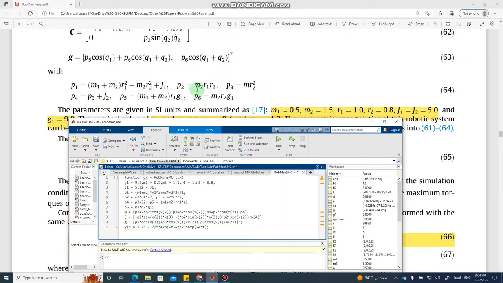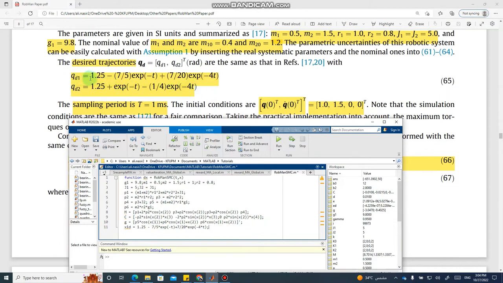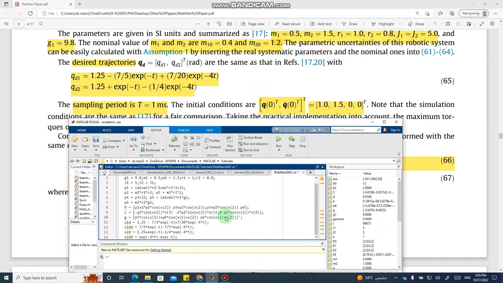Then we define the desirable values of the trajectory. X1 desire, which is given here, x1 desire is q1 desire, which is 1.25 minus 7 by 5 exponent of minus t, and so on. And then we define the derivative of x1 desire. You have to take the derivative manually. This is an exponential function, so it is very easy to take the derivative. We will be needing the derivative of the desirable state trajectory in the control equation, so that's why we need it here. So x2 desire, this is q2 desire given here, so this is the same thing in line number 13 of the code.